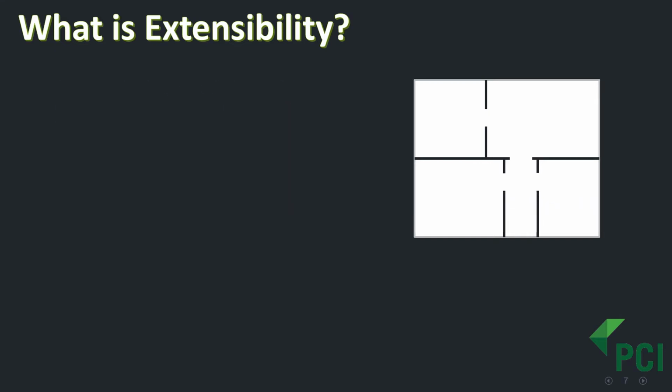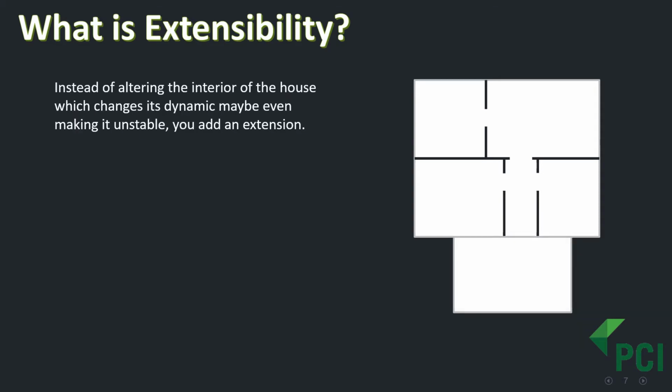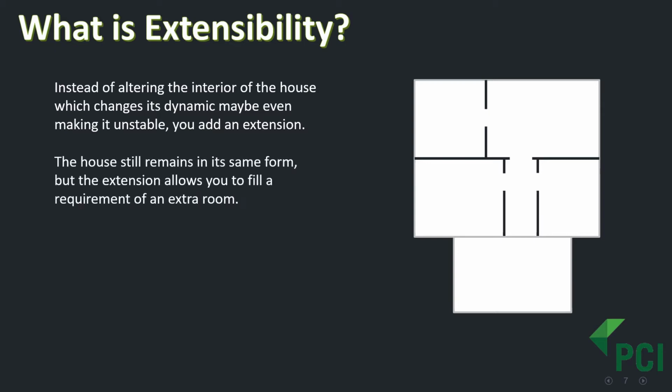A better way of meeting your requirement for an extra room is to add on to the exterior of the house. Instead of altering the interior of the house, which changes the dynamic and the internal structure, which can ultimately make it more unstable, you add an extension. The house still remains in the same form, but that extension will meet your need and the extra functionality that's required.